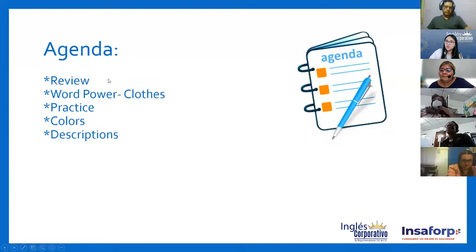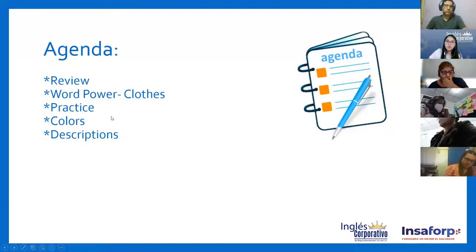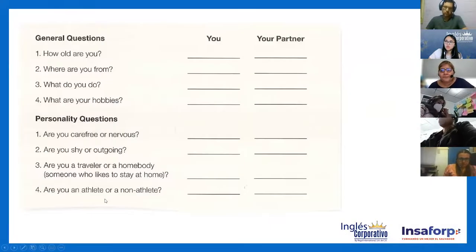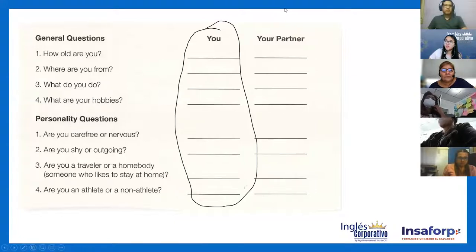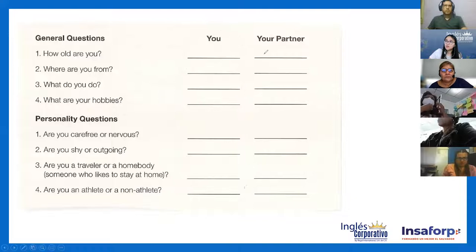Okay, guys, let's move on to the topics that we are going to be discussing today. We are going to have some vocabulary review about the clothes, the colors, and some descriptions. Before starting, I will ask you to work in pairs. First, you are going to complete these questions with your information. And then you're going to ask your classmate. You're going to write the answer in this part.